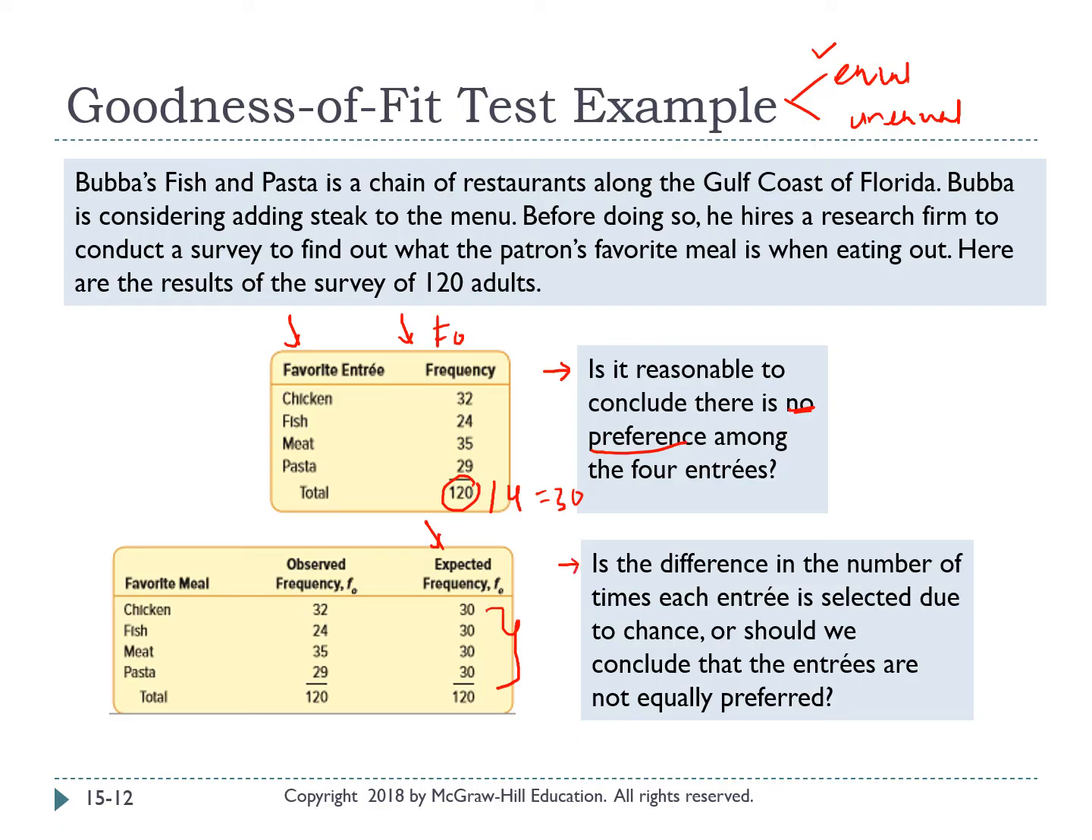Next is the difference in the number of times each entree is selected due to chance, or should we conclude that the entrees are not equally preferred? To answer this question, we have to start writing our 6 steps of hypothesis testing.